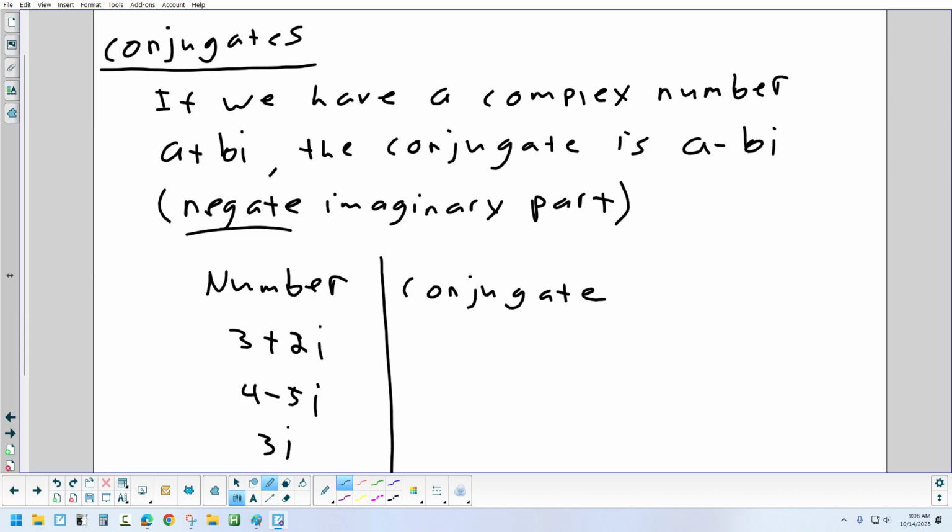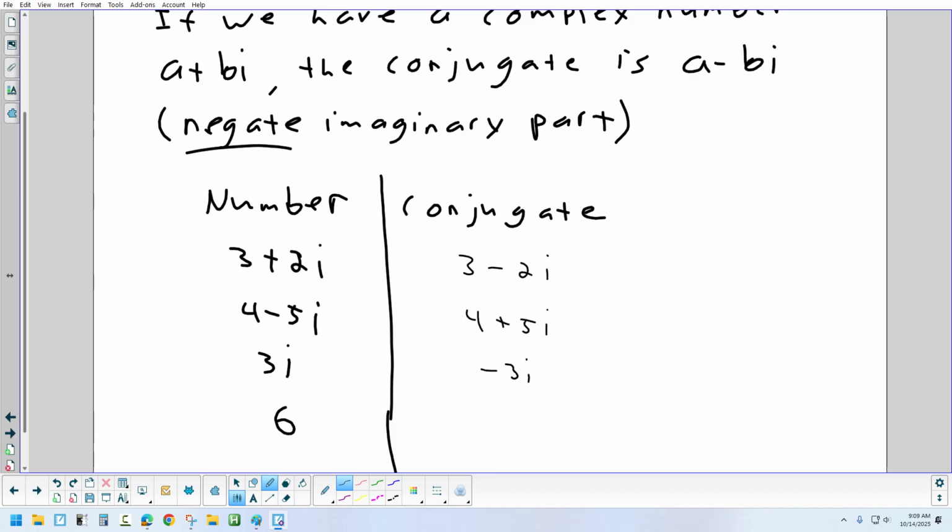All right. So let's say that we had the number 3 plus 2i. Anyone think they can tell me what the conjugate of 3 plus 2i would be? Yep. 3 minus 2i. How about the conjugate of 4 minus 5i? Yep. 4 plus 5i. What about the conjugate of 3i? Yep. Negative 3i. And what about the conjugate of 6? Yep. 6 stays the same. Think of it as 6 plus 0i. The conjugate would be 6 minus 0i. Same thing.